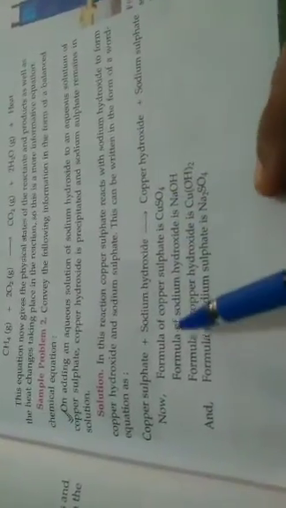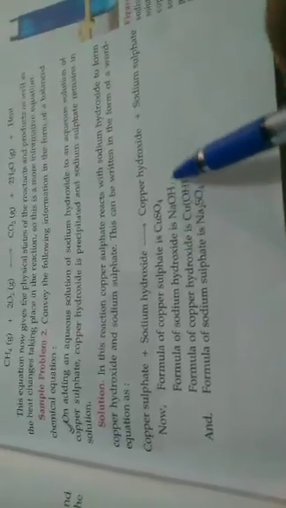So students, now the formula of copper sulfate is CuSO4. The formula of sodium hydroxide is NaOH, which is a strong base, and copper hydroxide is Cu(OH)2, also a base, and the formula of sodium sulfate is Na2SO4. Putting these formulas in the above word equation, we get CuSO4 plus NaOH gives Cu(OH)2 plus Na2SO4. Okay students, now let us count. This side is called reactant and this side is called product.